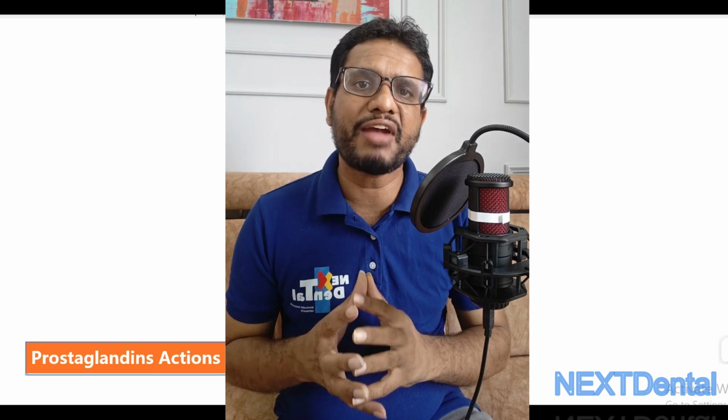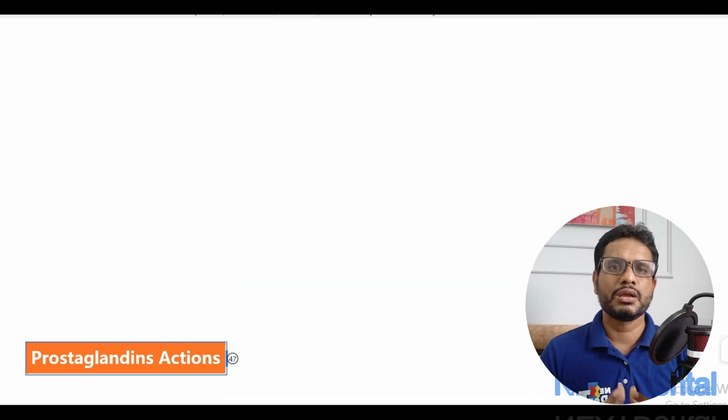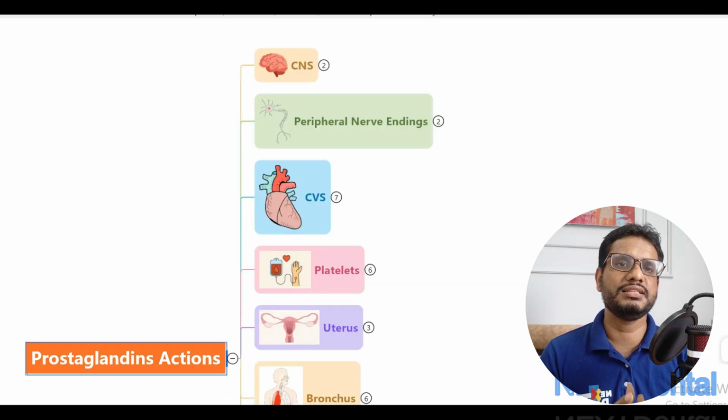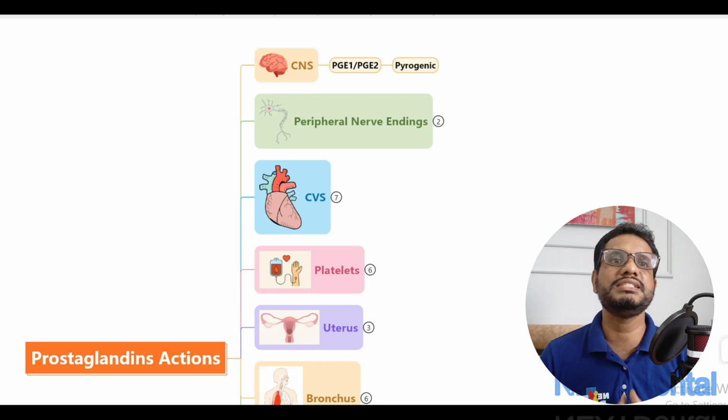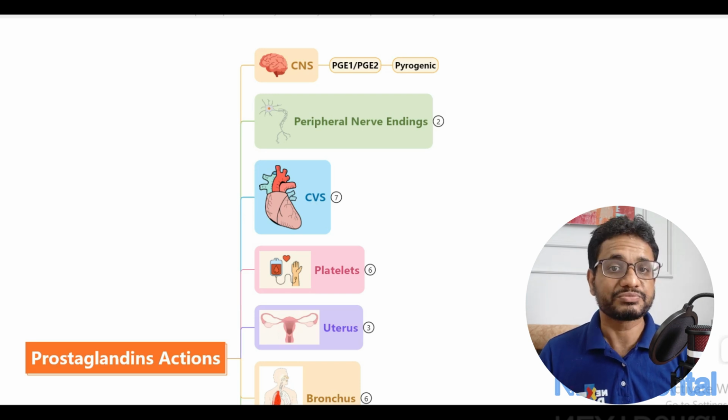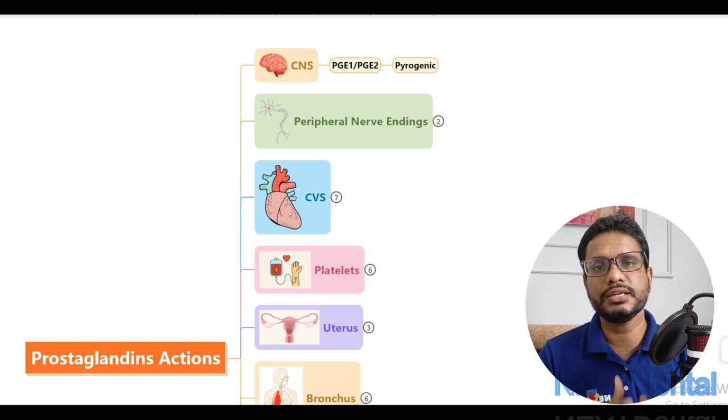Now I just want to discuss the individual effects of prostaglandins on the different organ systems. So first of all, how prostaglandins affect the CNS. In the CNS, PGI1, PGE1 and PGE2 are the pyrogenic prostaglandins seen near the CNS. So what can be done? You can prescribe NSAIDs to reduce the fever, because these are pyrogenic.